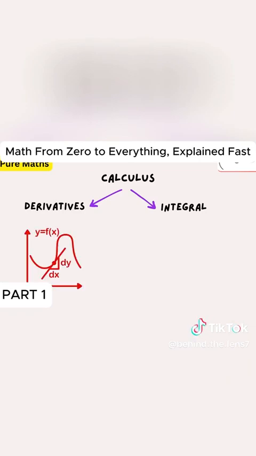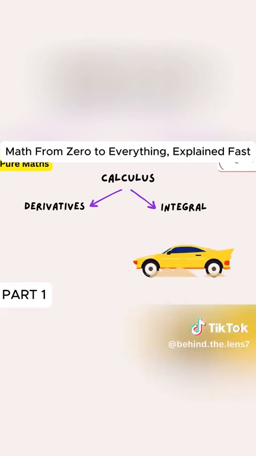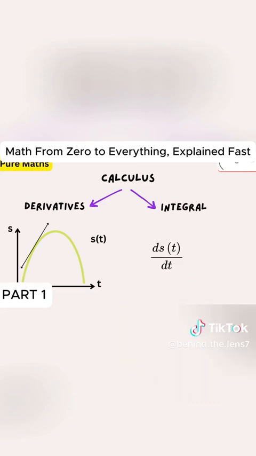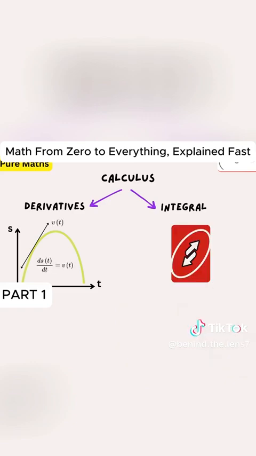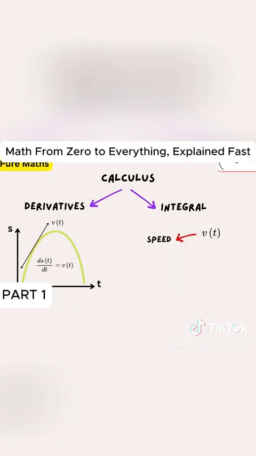Derivative, which measures slopes of curves, tells us the rate of change of one quantity with respect to another. If you are driving and your distance traveled is given by s of t, where t is time, then the derivative of distance with respect to time gives us speed. Integration is the reverse process of differentiation. If a car's speed is given by v of t, and we want to find the total distance traveled by the car, we integrate it like this.